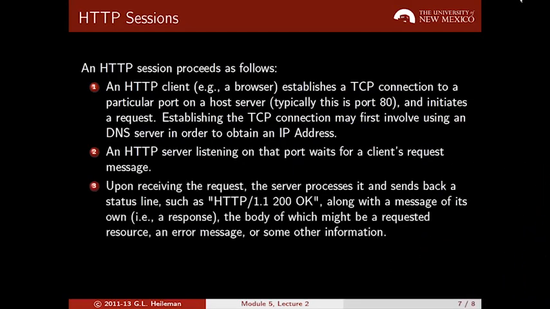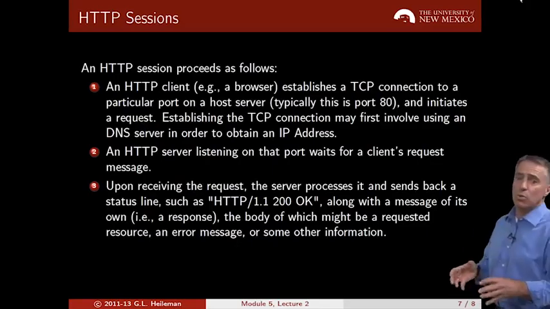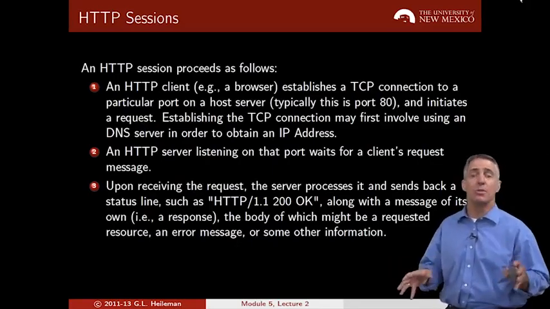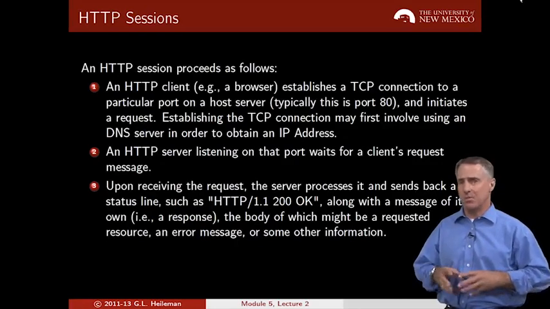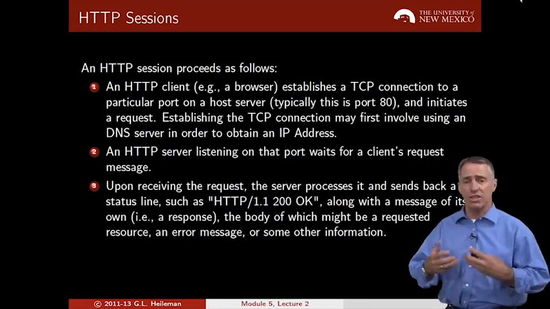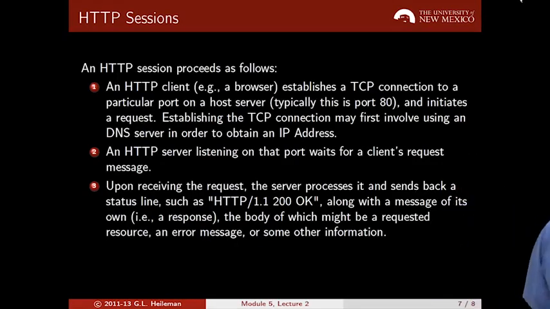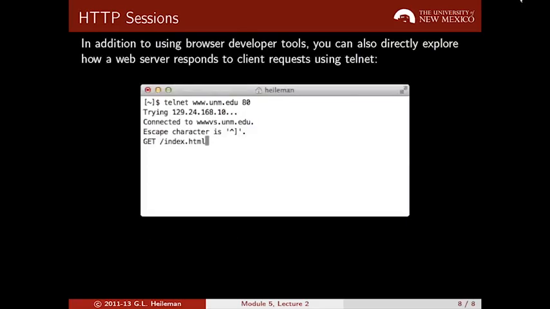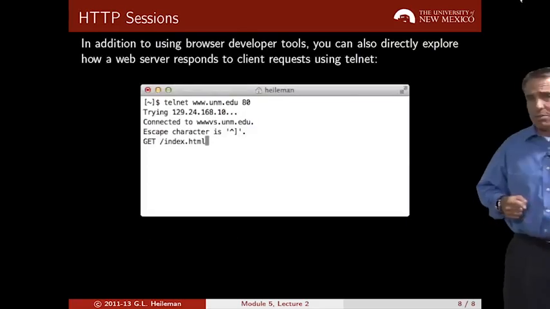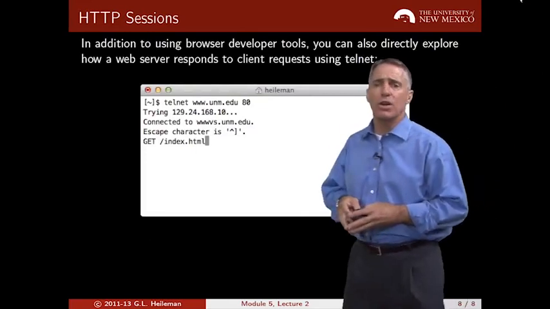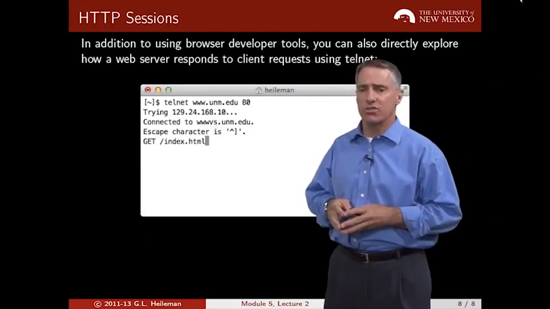Upon receiving the request, the server processes that request, and it sends back a response that includes a status line. So you've probably seen these. HTTP 1.1 means the version of HTTP that it's using, and 200 OK means I'm able to satisfy that request. Here's the response. So this is what's provided as a part of the HTTP response. There could be an error message, and sometimes you'll see these error messages. Let's take a look, though, at what an HTTP session typically looks like.